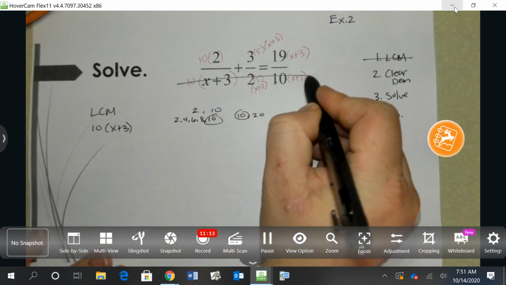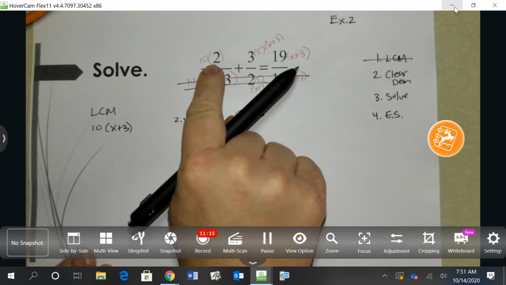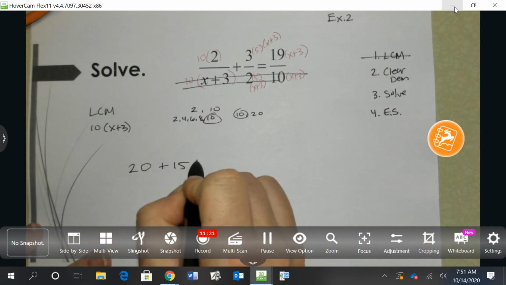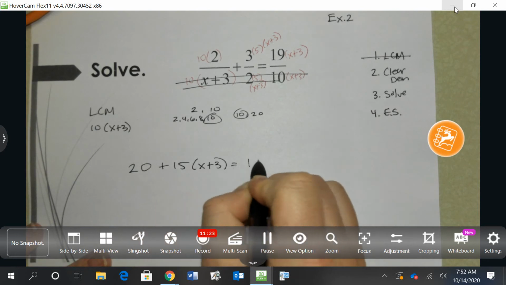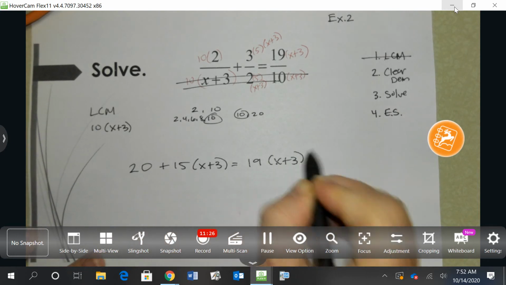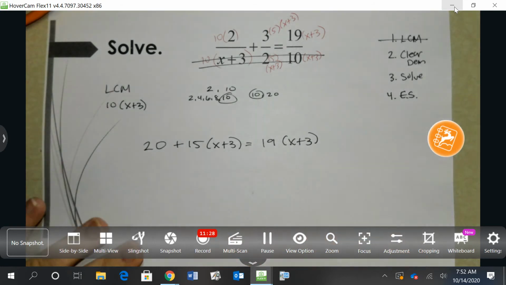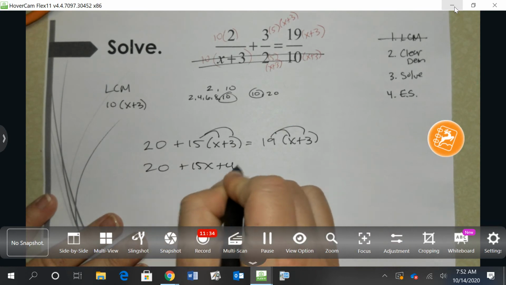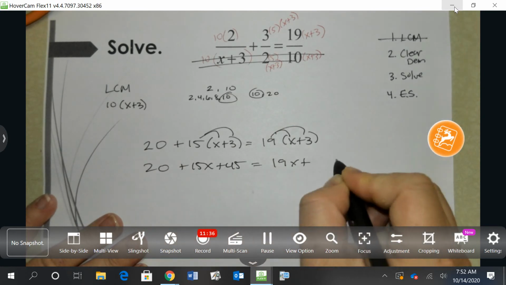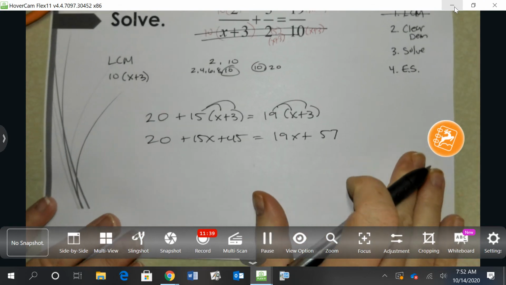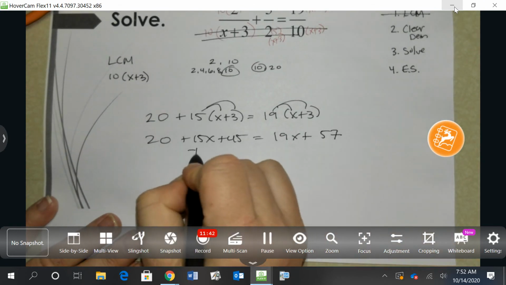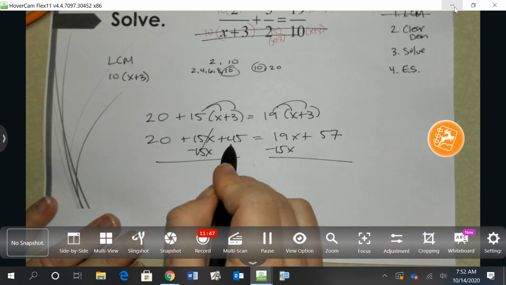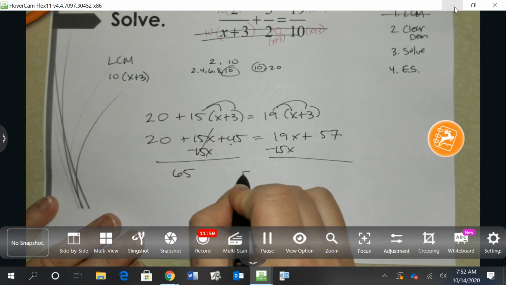Done. I'm clearing the denominator and now I get to solve the top. 10 times 2 is 20. 3 times 5 is 15, with an x plus 3 equals 19, x plus 3. And 45, simple math I can do here.